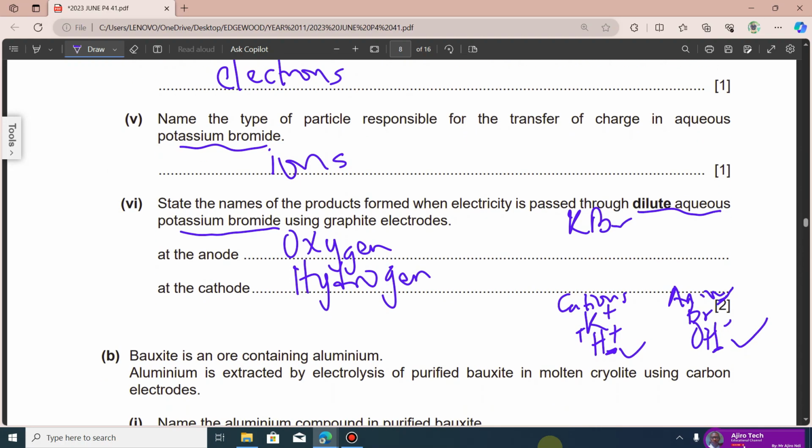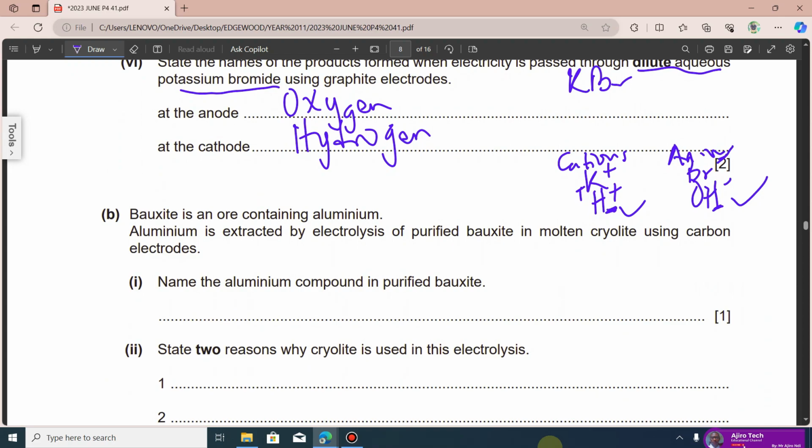So that's for that. Now, bauxite is an ore containing aluminium. Aluminium is extracted by electrolysis of purified bauxite in molten cryolite using carbon electrodes. So name the aluminium compound in purified bauxite. Purified bauxite is simply aluminium oxide. So aluminium oxide is the purified bauxite.